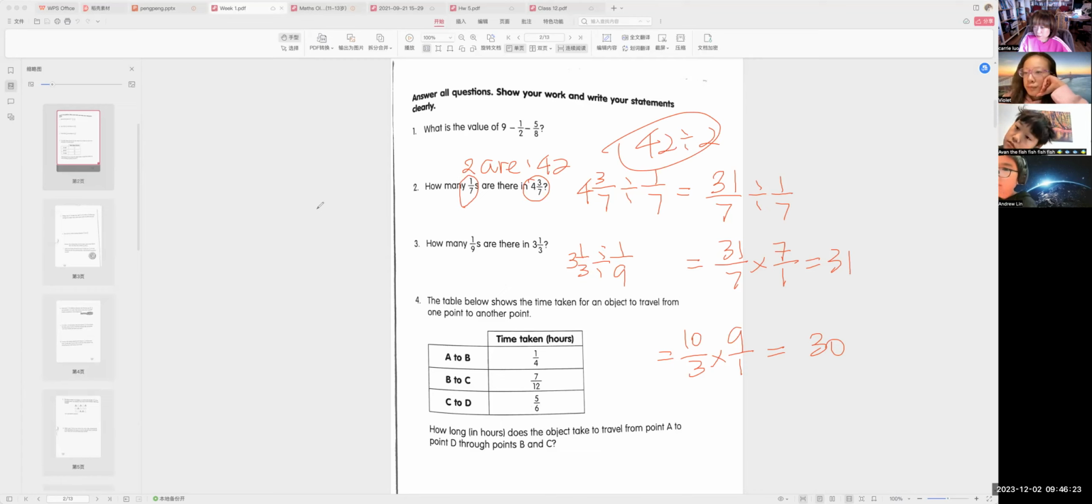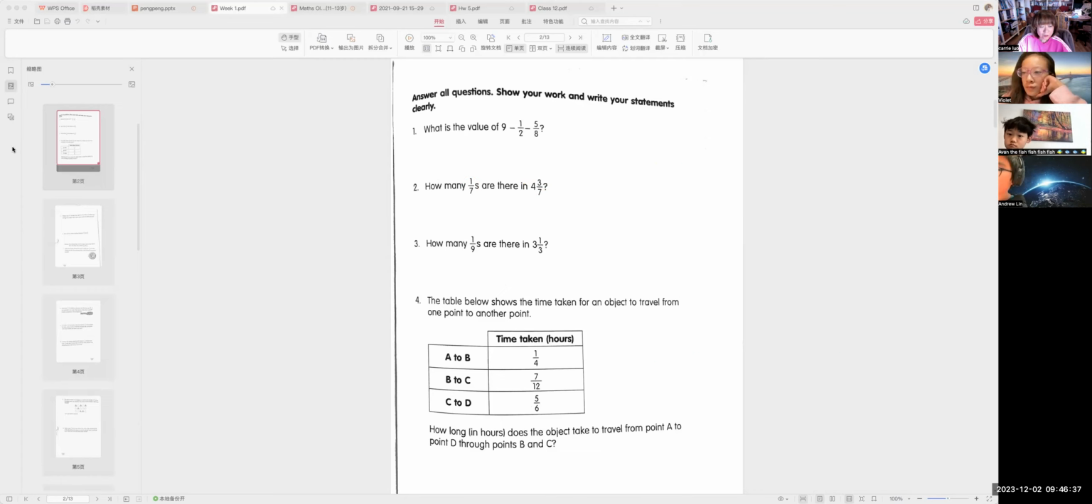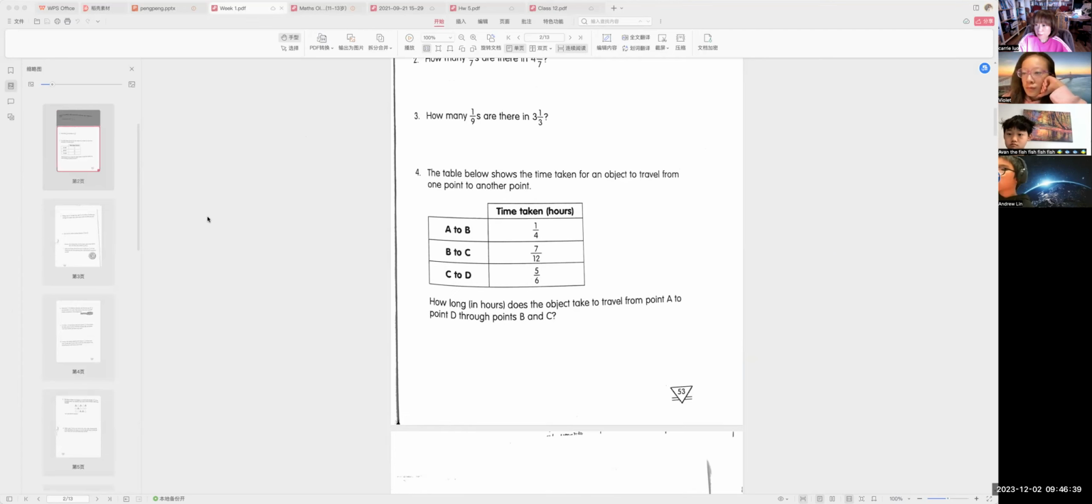Andrew and Violet? So how do we do this? You replace this with the number. So 4 and 3 over 7 divided by 1 over 7 equals the same thing. Understand, everybody? Okay, so now let's take a look at number 4, okay?